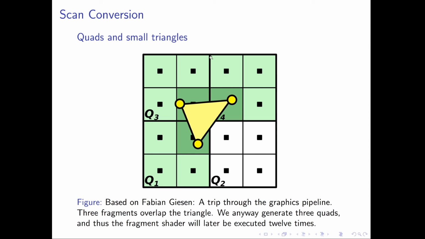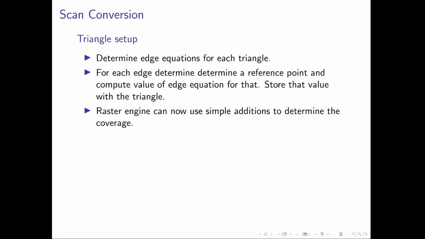And this would then eventually result in three fragment quads being generated, and thus in 12 fragments. And that would also lead to 12 executions of the fragment shader. And this, of course, is also problematic. Also, in general, there's always been this advice that it's a good idea to avoid small triangles in a rasterization-based pipeline. So we now know how the scan conversion stage works on a conceptual level.